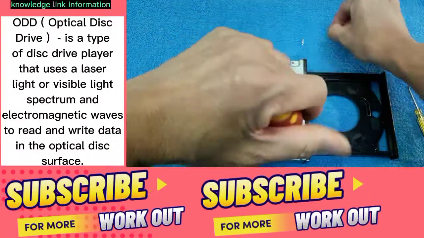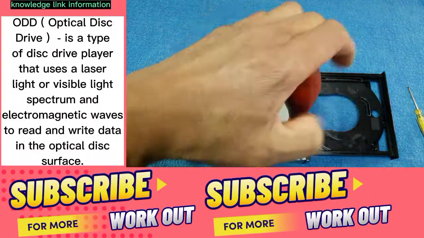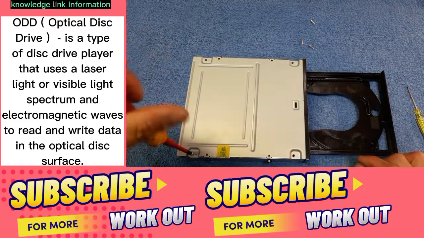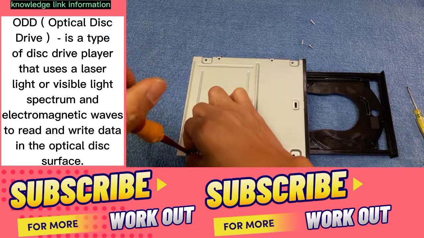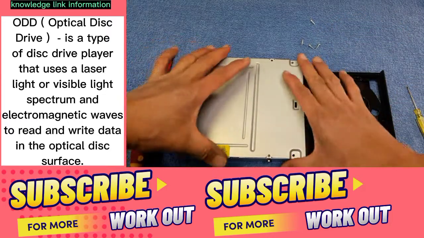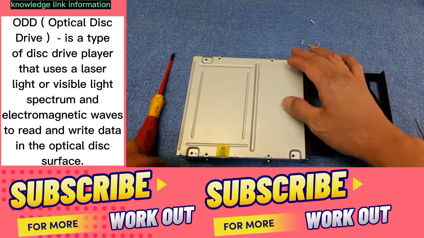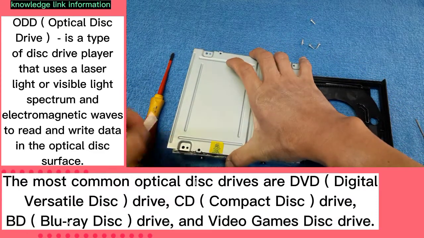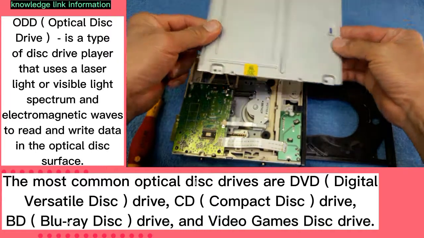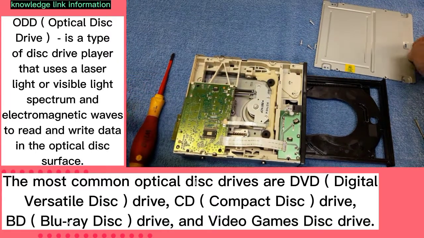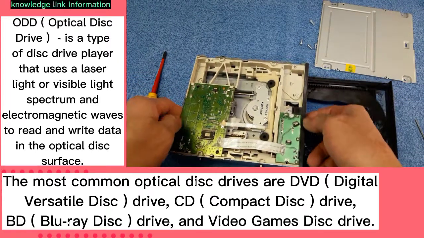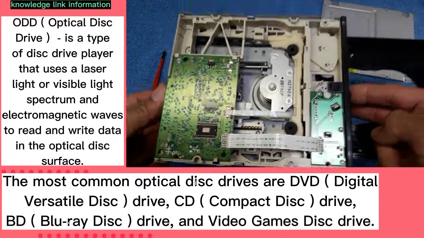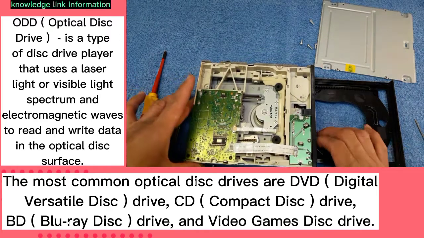ODD or optical disc drive is a type of disc drive player that uses laser light or visible light spectrum and electromagnetic waves to read and write data on the optical disc surface. The most common optical disc drives are DVD or digital versatile disc drive, CD or compact disc drive, BD or Blu-ray disc drive, and video games disc drive.